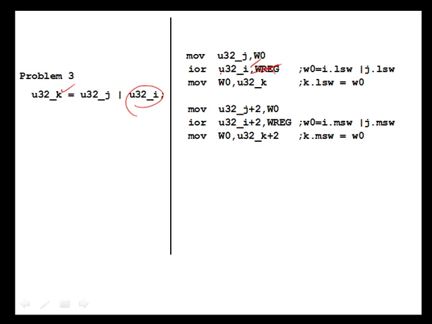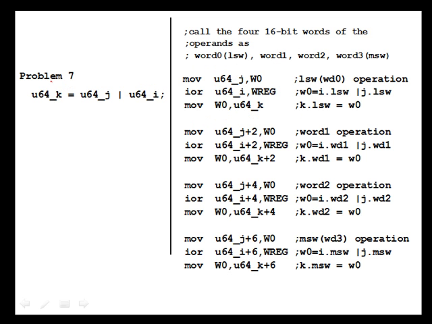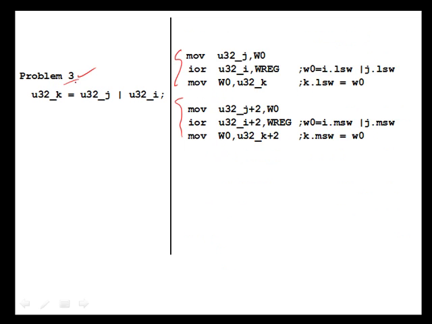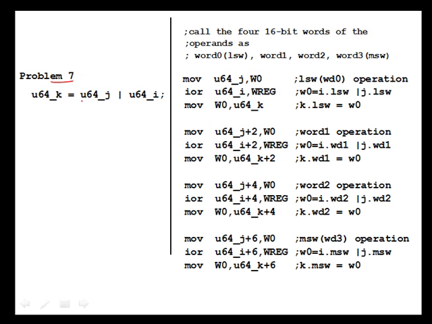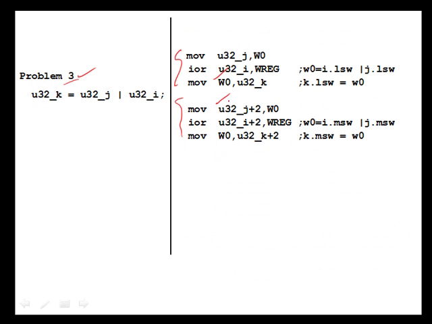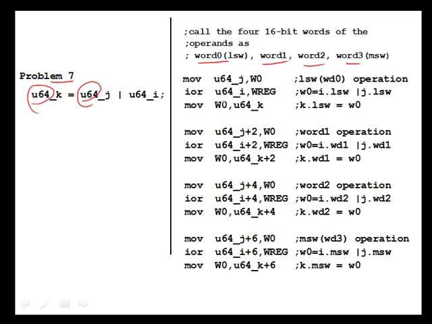So be careful when you're using these two operand instructions. Problem 7 is the same as problem 3, except that we're using 64-bit variables, unsigned 64-bit variables, instead of unsigned 32-bit variables. A 64-bit variable has 4 words, so all we're going to do is take the solution and extend it to 2 additional words.